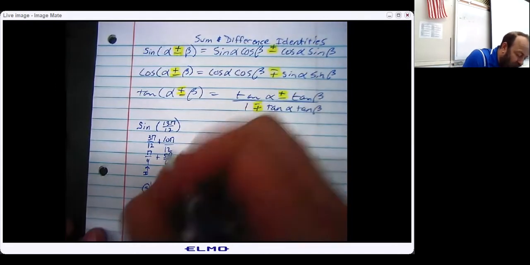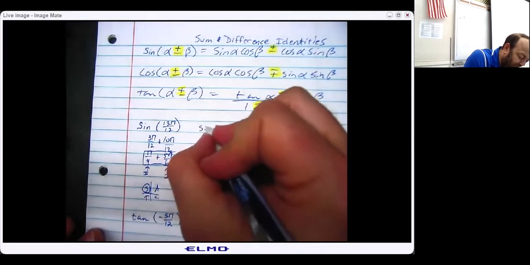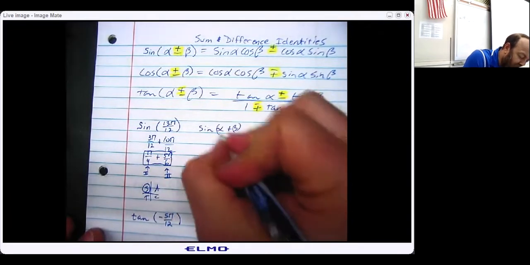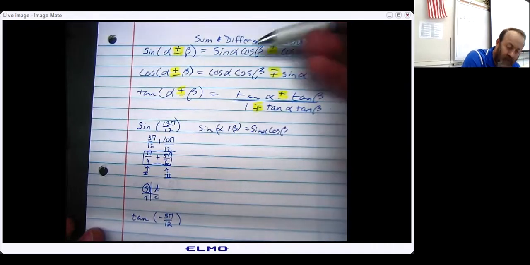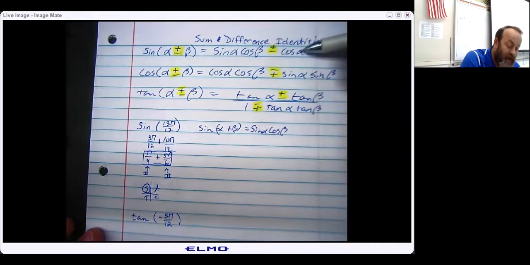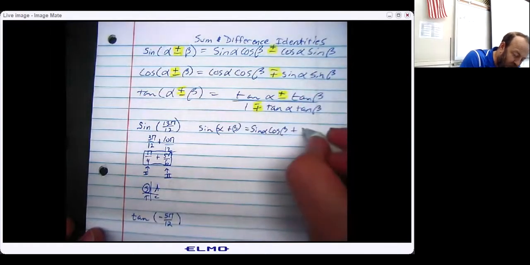So I'm going to go ahead and pick this one right here. That is the sine of alpha plus beta. So I'm going to go ahead and take the time to write that down. That was the sine of alpha cosine beta. I'm just using this formula right up across the top. Plus, notice a plus here leads to a plus there, cosine alpha sine beta.